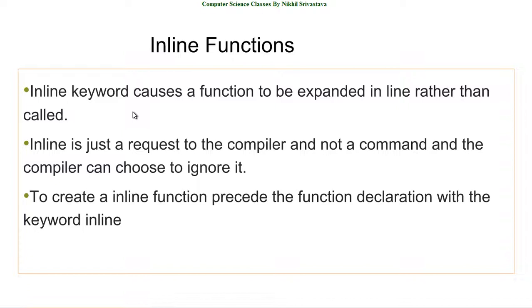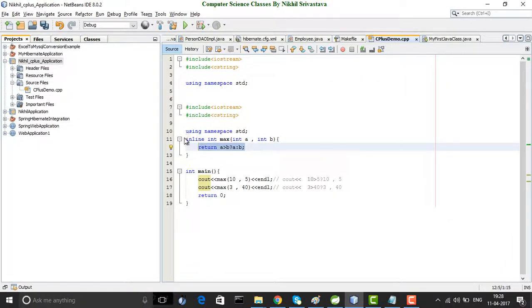So inline functions cause a function to be expanded inline rather than called. Inline is just a request to the compiler and not a command, and the compiler can choose to ignore it. This second point is very important. When you make a function inline, it is not a guarantee that the function will be expanded inline in your code. You are just suggesting to the compiler, please make this function inline.